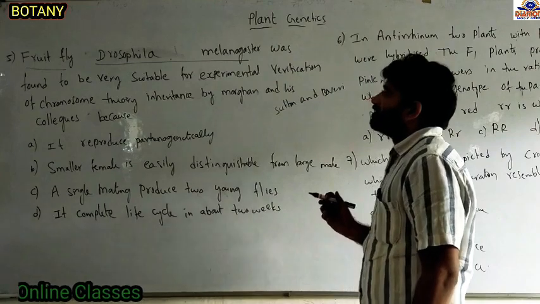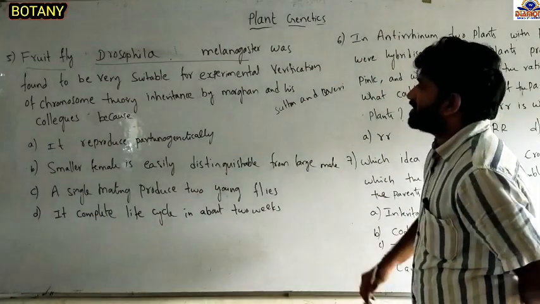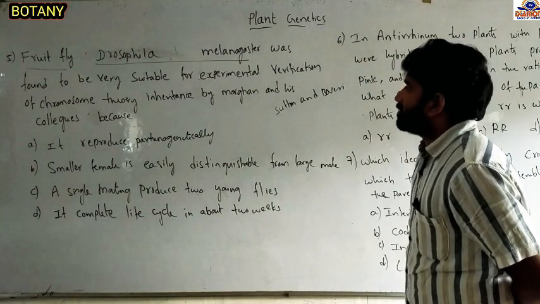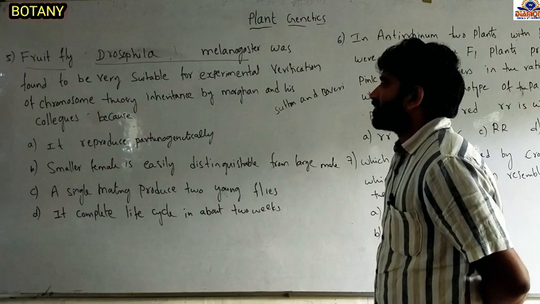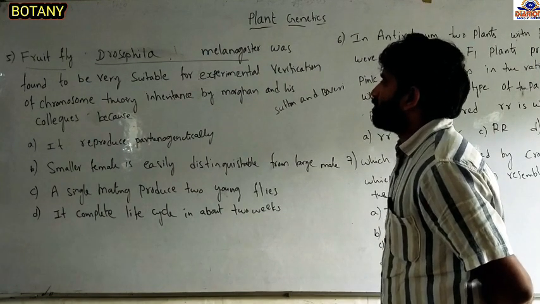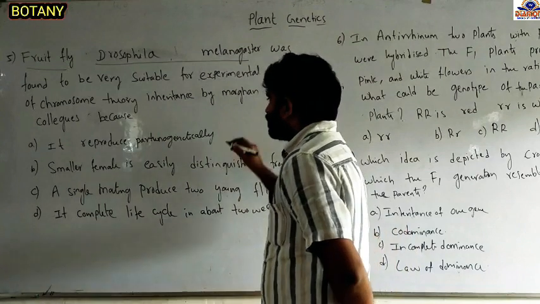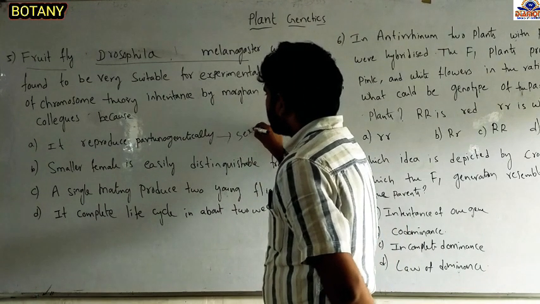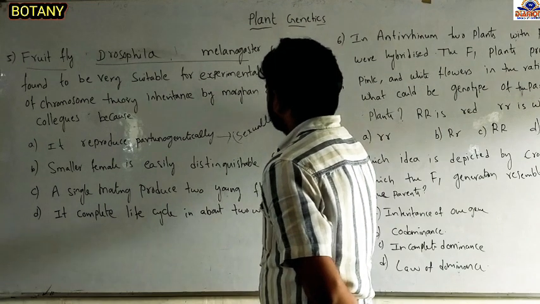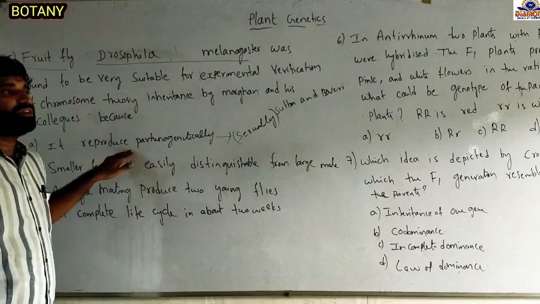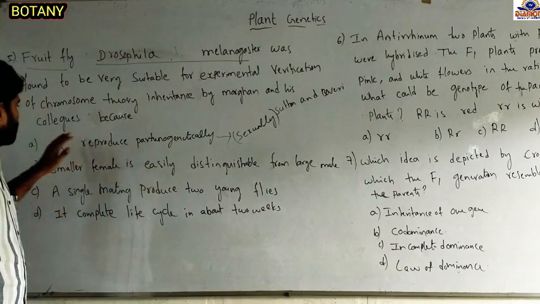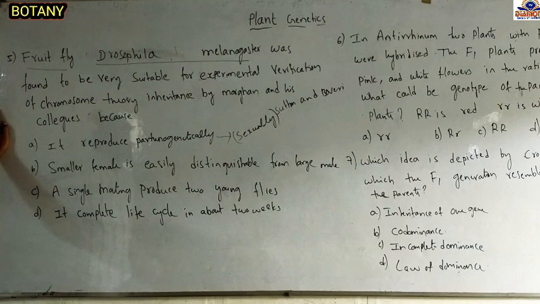So, based upon which characters can we consider why Morgan selected Drosophila melanogaster? Option A, it reproduces parthenogenetically. Drosophila melanogaster reproduces sexually, not parthenogenetically. Parthenogenesis is the formation of new individuals without fertilization. Here, Drosophila melanogaster does not perform parthenogenesis; it produces offspring through sexual reproduction.